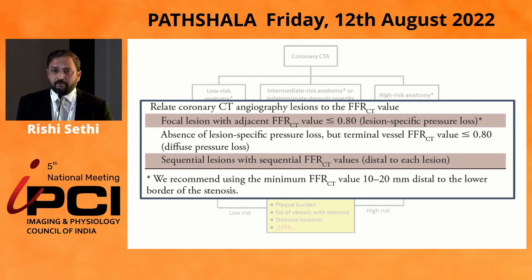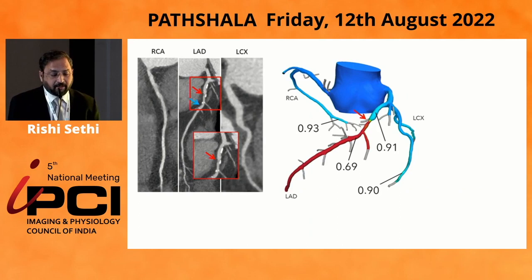And also because sometimes, even without any focal significant lesion, the CT-FFR values will keep on decreasing towards the end of the vessel and may become positive towards the end of a vessel without any lesion. So we can't go too distal, and we can't go too close either. You have to measure somewhere in the range of 1 to 2 centimeters distal to the lower border of the stenotic lesion under consideration.